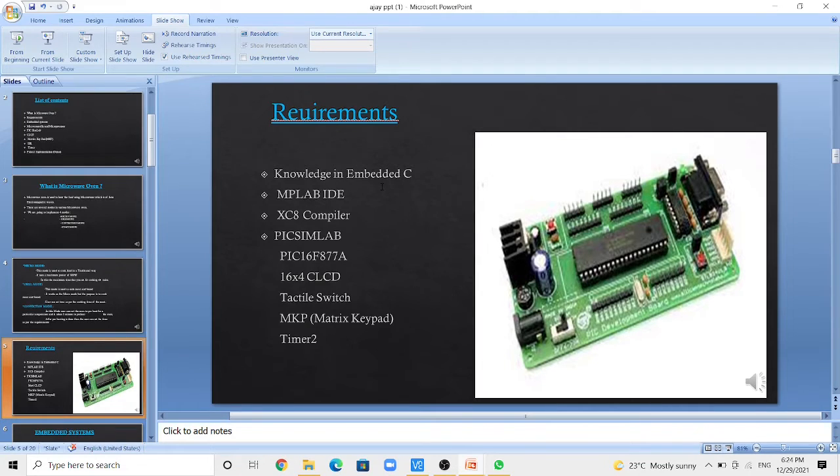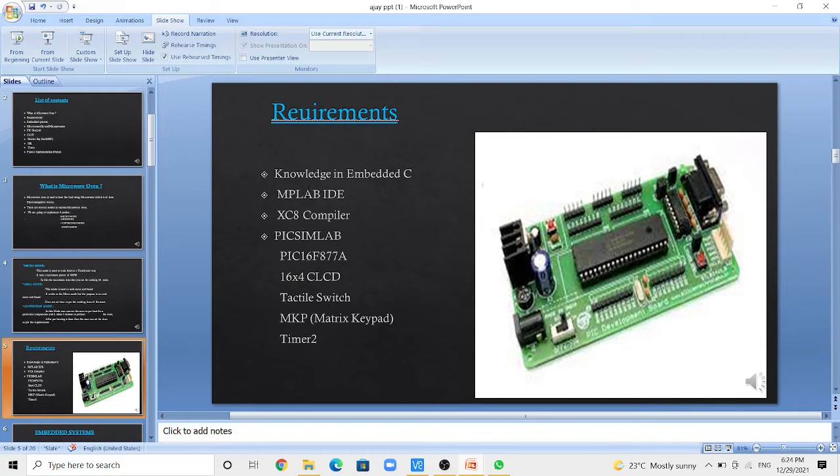Embedded C is used in embedded systems. C is also used in embedded systems. The concept of C and embedded C is almost similar. The difference is that embedded C is designed and coded only for the particular hardware required for our design. Okay, and then go to MPLAB IDE.